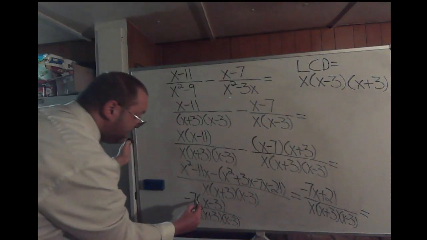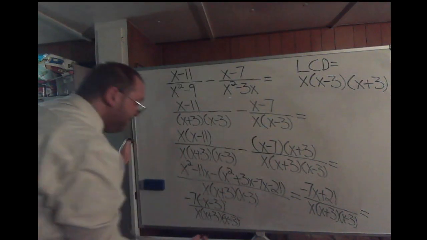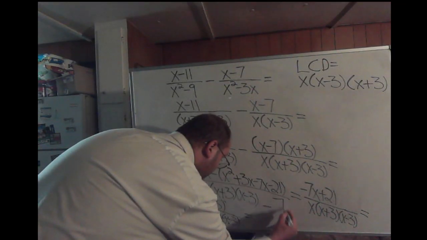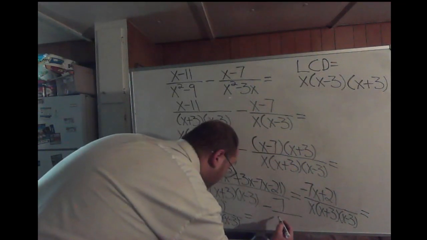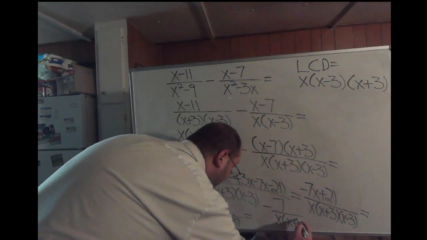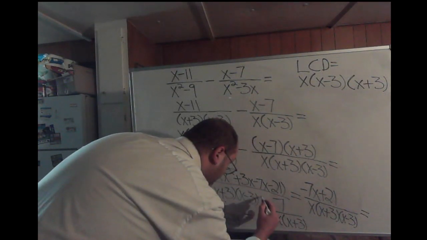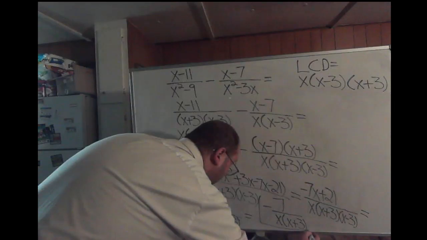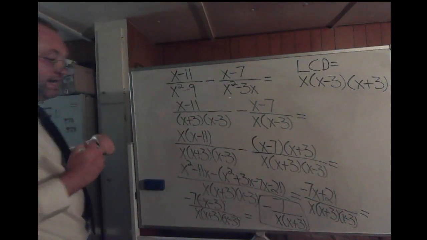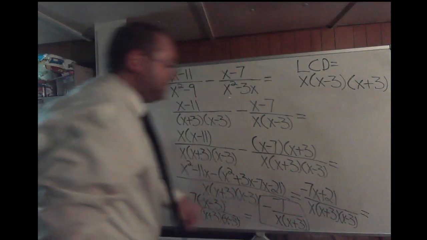Well, your x minus 3's will go bye-bye. What you should be left now with is negative 7 over x times x plus 3. And that would be your answer. That doesn't factor any further, is negative 7 over x times x plus 3.